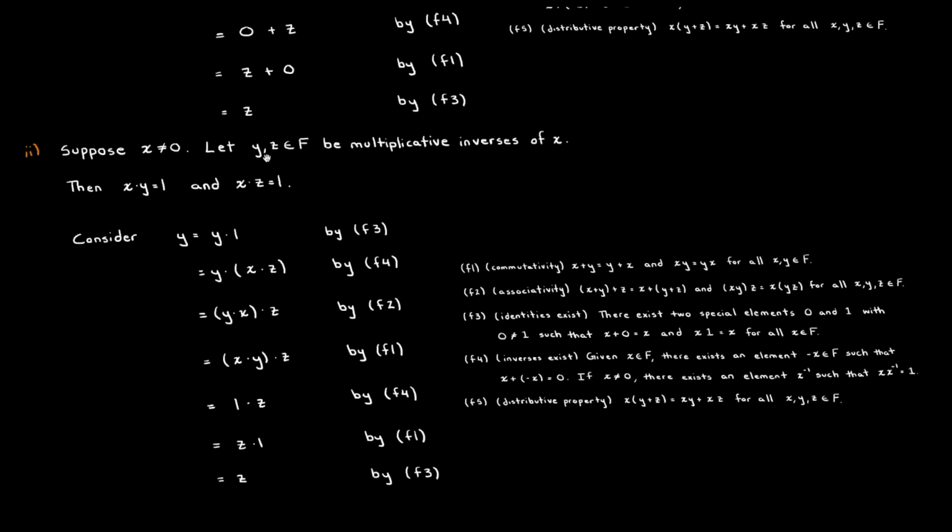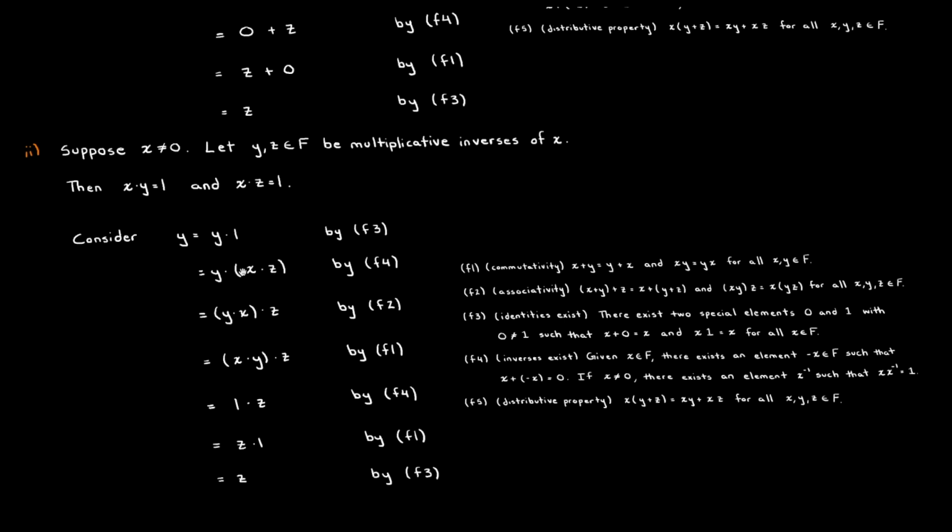And so what does it mean for y and z to be multiplicative inverses of x? Well, that means that when I do x times y, I get 1. And when I do x times z, I get 1, right? The multiplicative identity. And so the same idea here, we start with y and we multiply by 1, which does nothing by this identities axiom F3. And then this allows us to actually expand 1. So instead of 1, I can replace this, for example, with x times z, which allows us to introduce the z into the equation now, right?